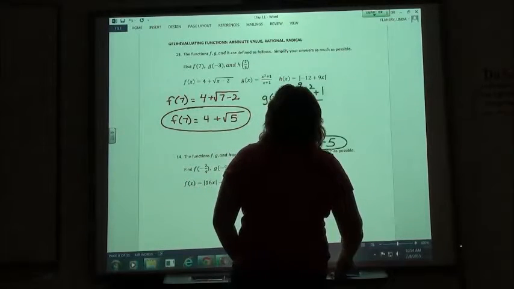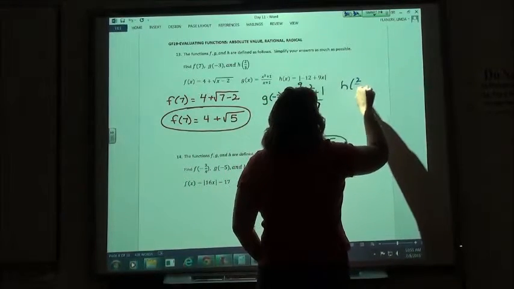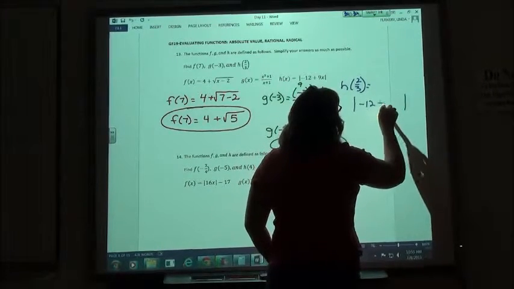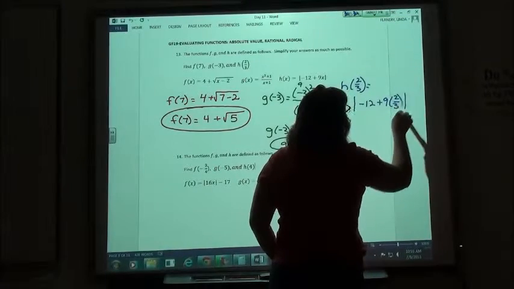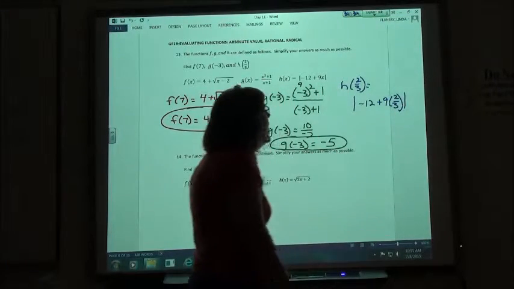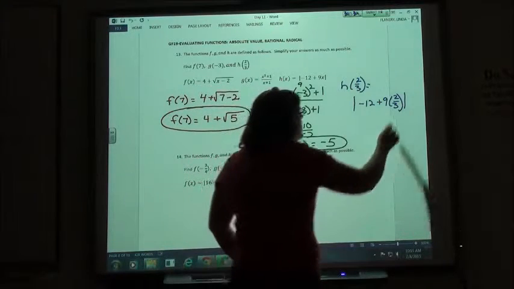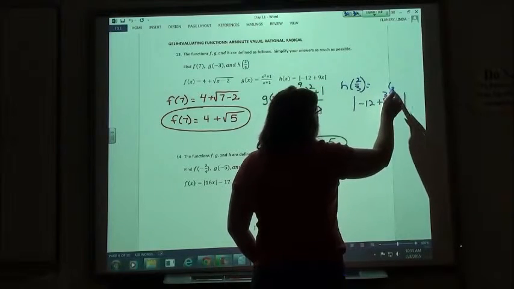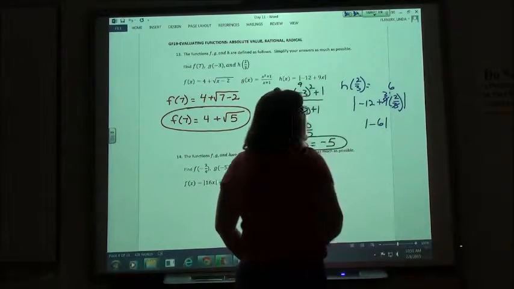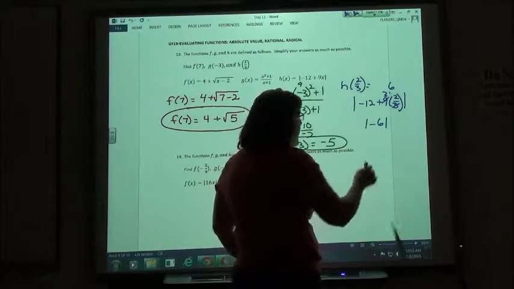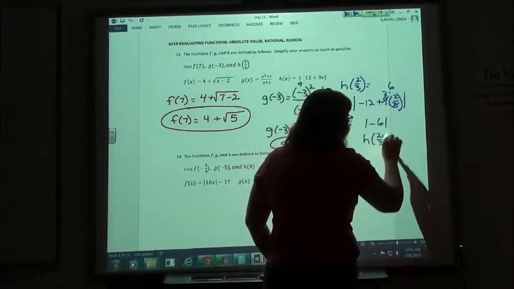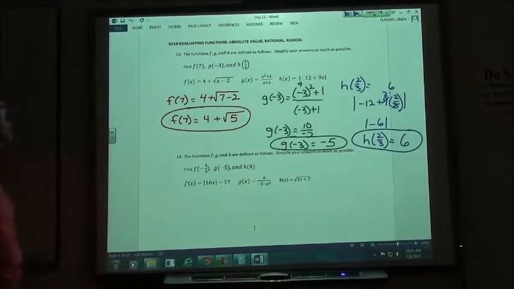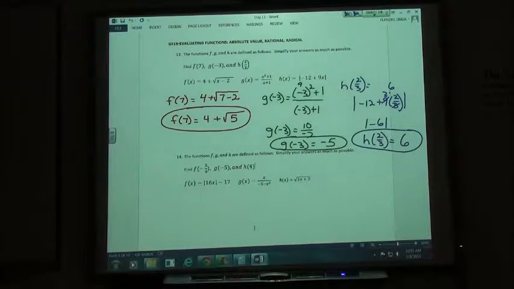And then I'm going to do my h of 2/3. Means I'm going to do the absolute value of negative 12 plus 9 times 2/3. I would have to simplify inside my absolute value first, doing the multiplication. So here 3 goes into 9, 3 times 2 is 6. Negative 12 plus 6 would be negative 6, and the absolute value of negative 6 is 6. So h of 2/3 is going to equal a positive 6 for my answer. So I'm just plugging the numbers in, simplifying as much as possible.